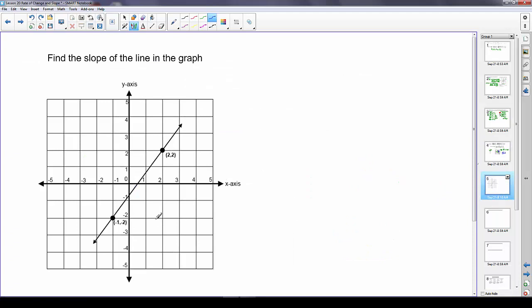So if I want to find the slope of this, once again, I go my rise over my run, go up and over. Just do the simple counting, 1, 2, 3, 4, up. And then I count over a total of 3, and that's my slope.